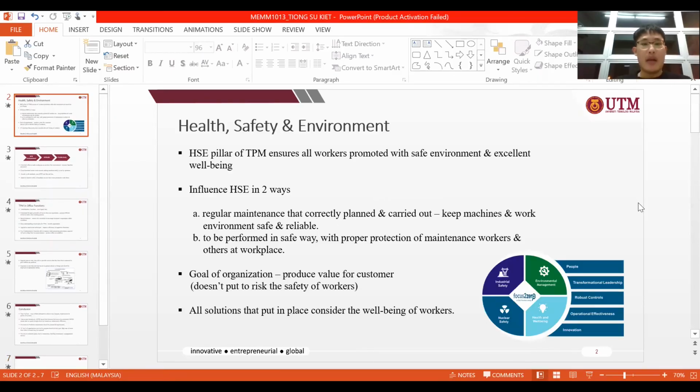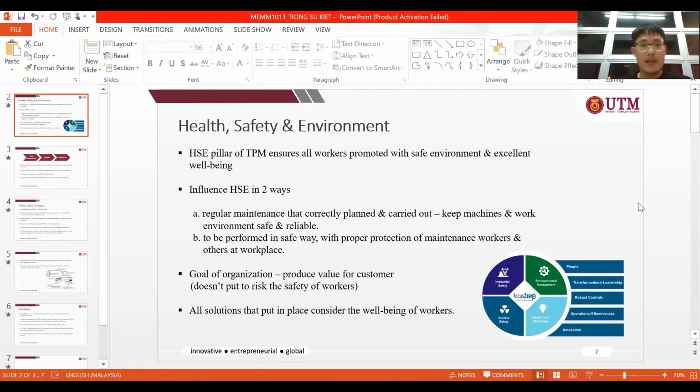I'm going to talk about health, safety, and environment. In the manufacturing industry, total productive maintenance is a very effective tool, especially for improving product quality, productivity, as well as the safety of the employees. The HSE pillar of the TPM is to ensure all the workers are promoted with a safe environment and excellent well-being.